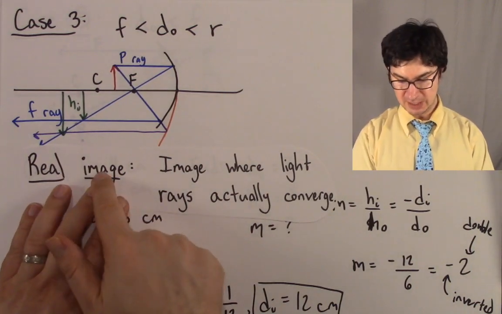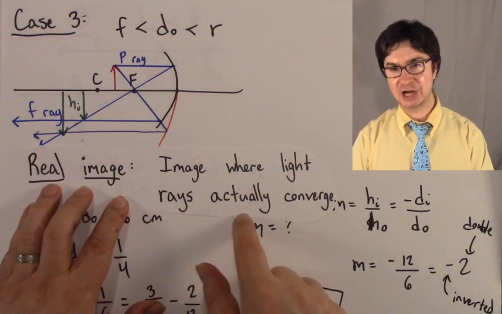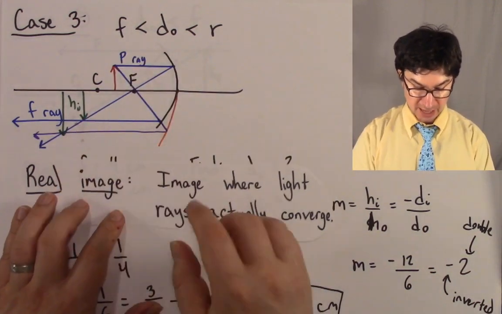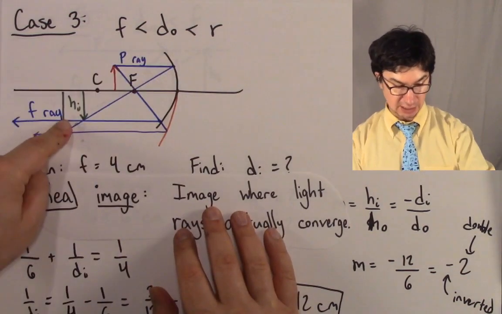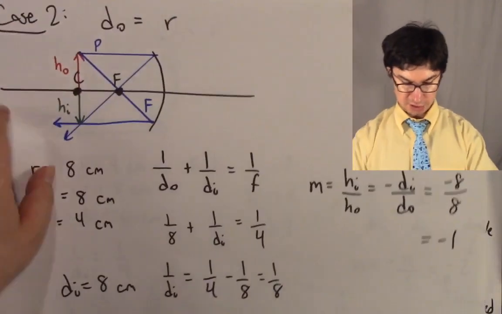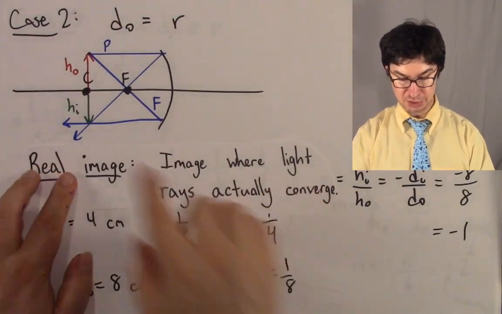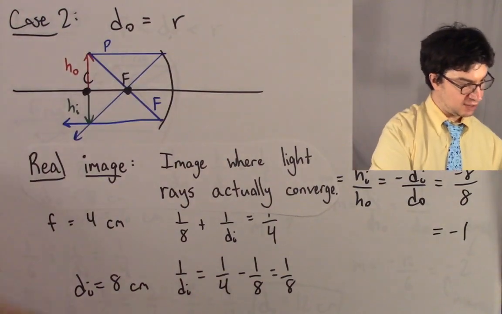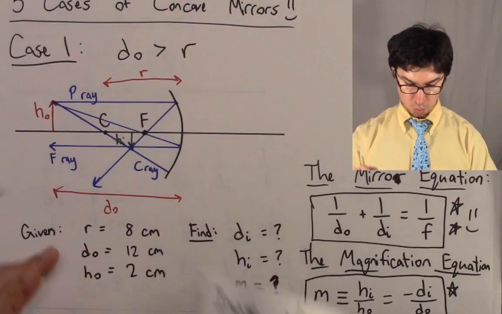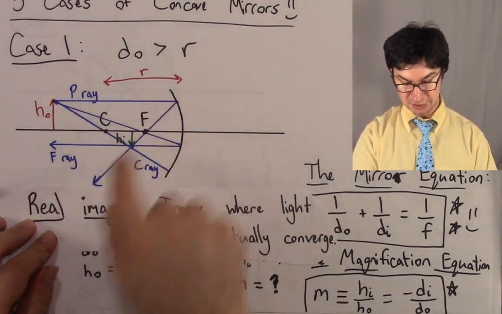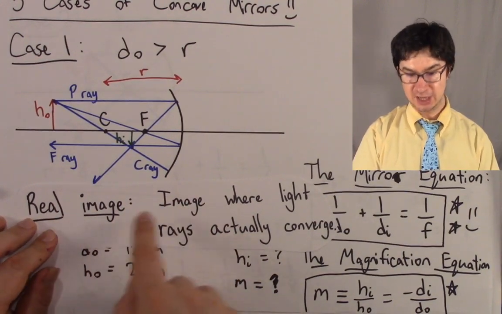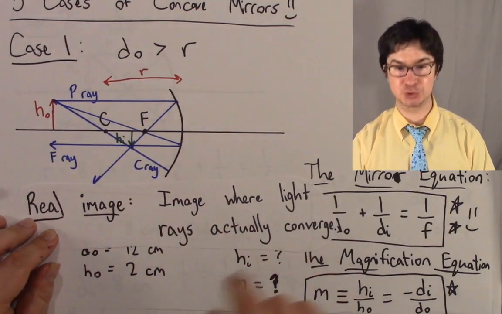A real image is an image where light rays actually converge. Okay? That means the light rays actually converge at a point in space. And we saw that here the light rays actually converge, just as they did in case 2. So in case 2, we also had a real image because the light rays actually converged. If we go back to case 1, we're also going to have a real image because the light rays actually converged. So make sure that you write down that a real image is an image where the light rays actually converge.